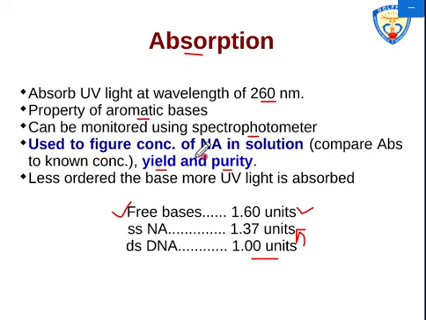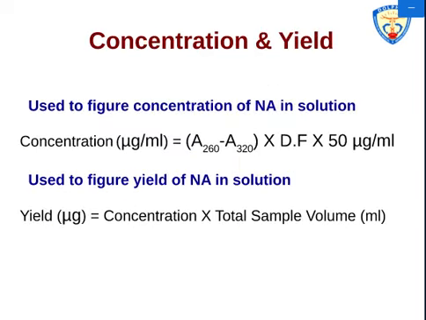Now we can also find out the concentration of nucleic acid in solution. How to find out the concentration of nucleic acid in solution? To find out the concentration, we will apply this formula, that is absorption at 260 nanometers minus the absorption at 320 nanometers. So we have a solution. We will measure the absorption value at 260 nanometers. We also measure the absorption value at 320 nanometers.